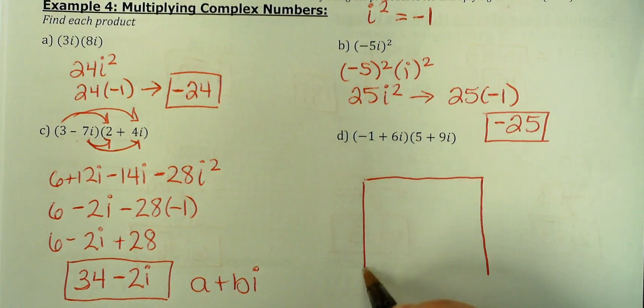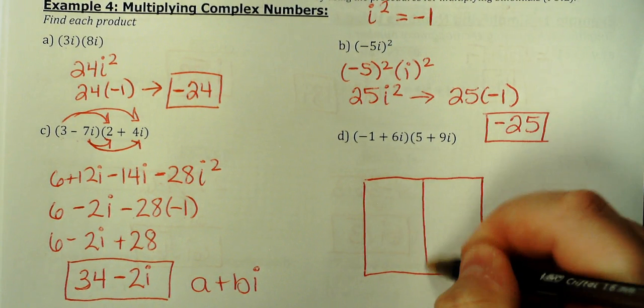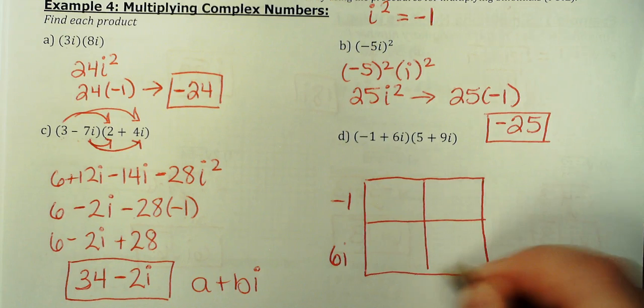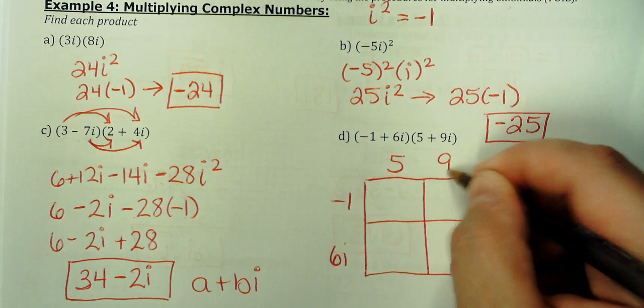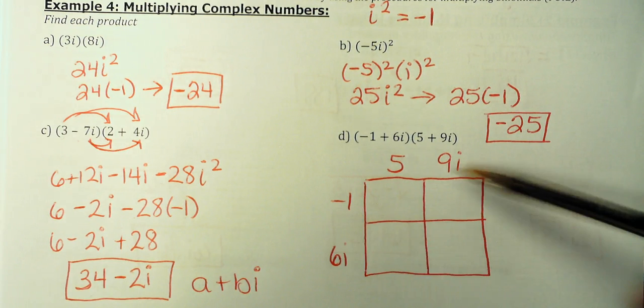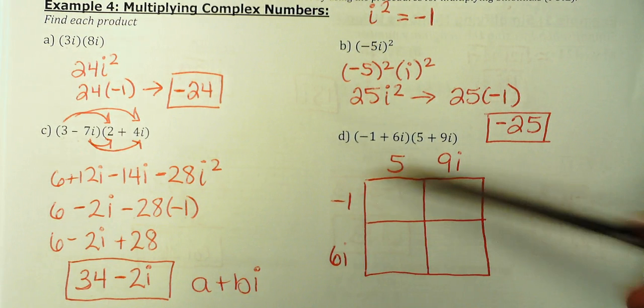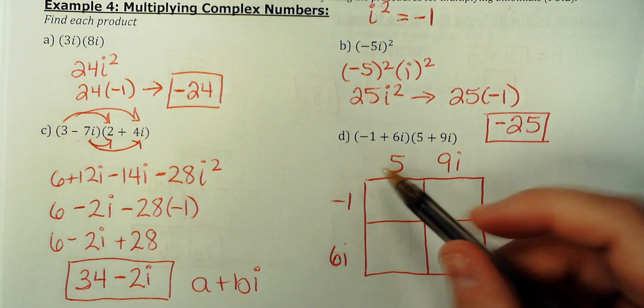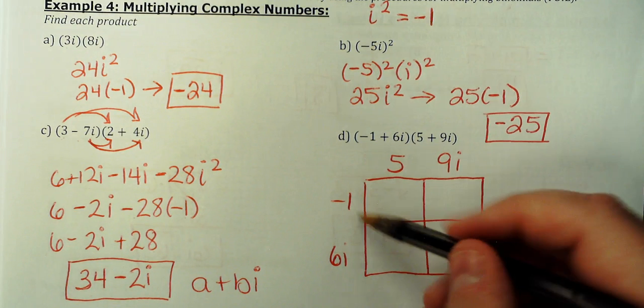Okay, now if you like the FOIL, go ahead and do that. If you like the box better, I'll do this example with that method. So I have negative 1 times 6i, and then I have 5 times 9i. I could switch, I could put the 5 and the 9i over here and the negative 1 and 6i across the top. We should get the same answer, but I'm going to do this as a Punnett square, the area of each box, if you will.